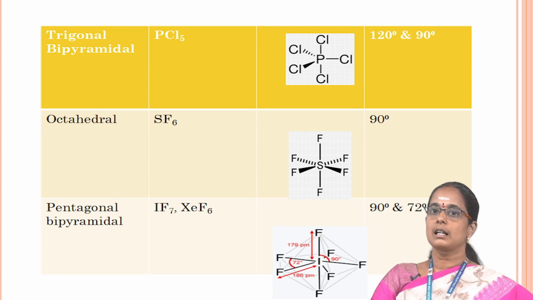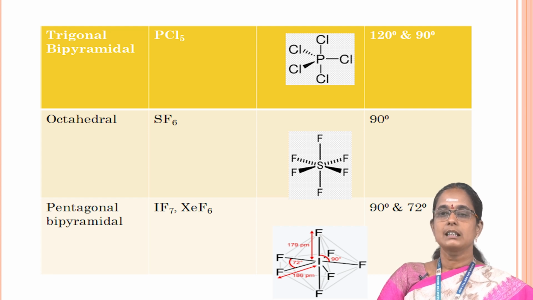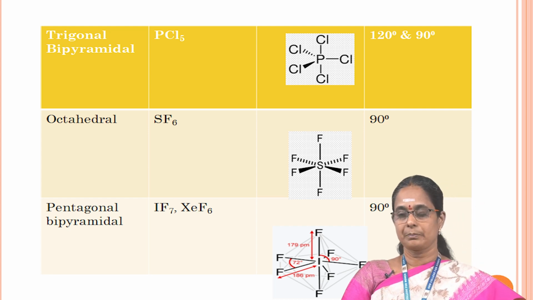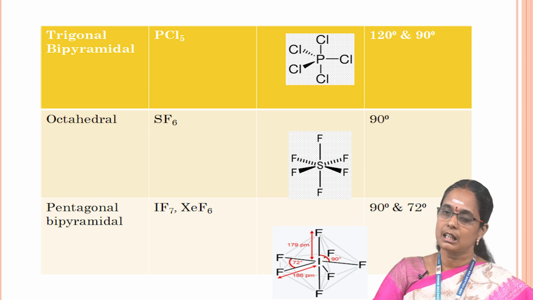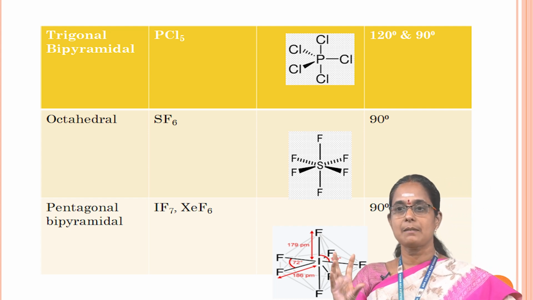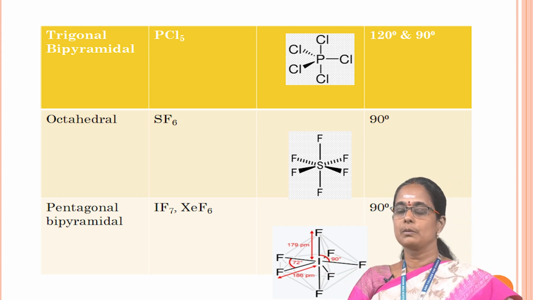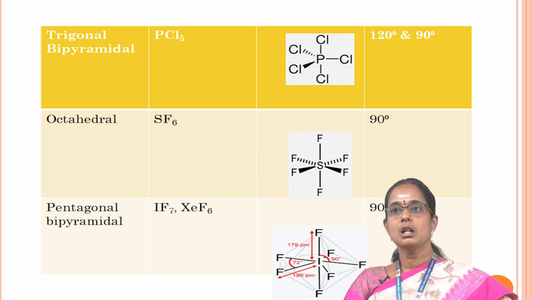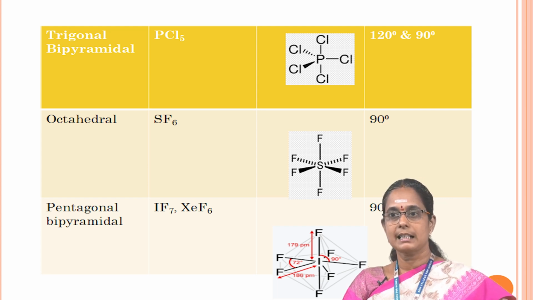The last one is the tetrahedral shape. We are already familiar with the tetrahedral shape. The example is the methane molecule. In the methane molecule, carbon is the central atom.